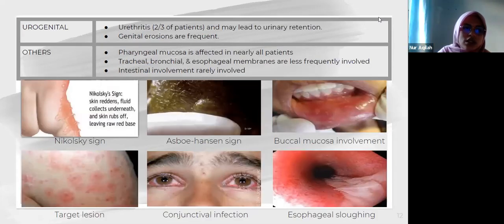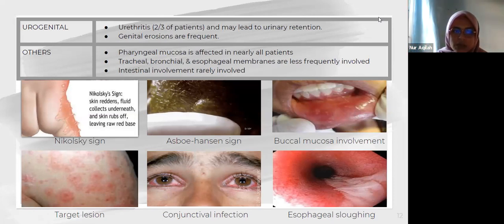Okay, so the next one is urogenital. So urethritis may be present in two thirds of patients with SJS, and it may lead to urinary retention. And genital erosions are also frequently seen in SJS patients. So other affected sites may be the pharyngeal mucosa, and then the trachea, bronchial and esophageal membranes, and intestinal involvement may also occur.